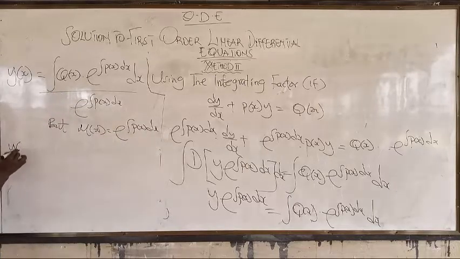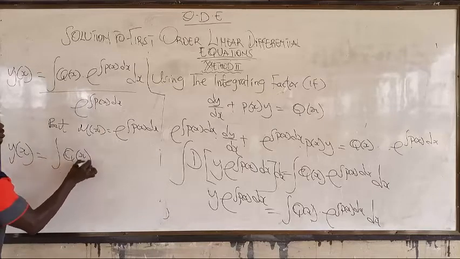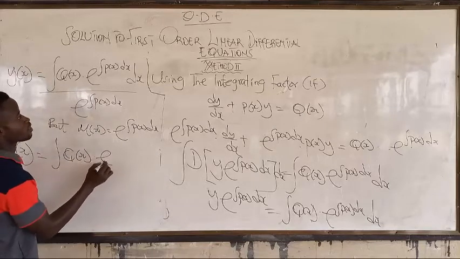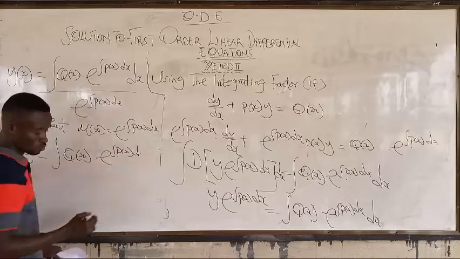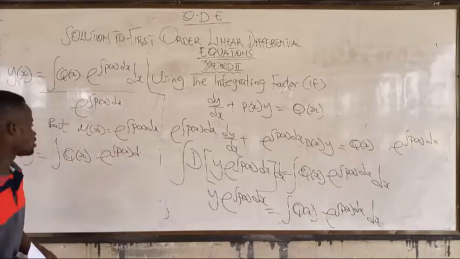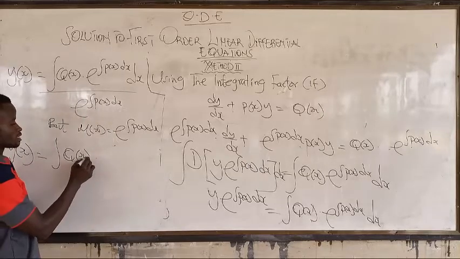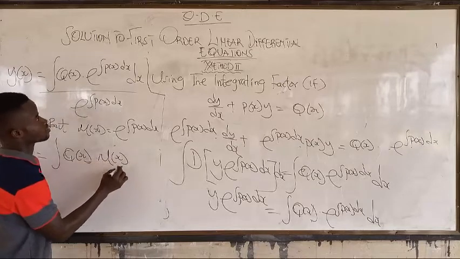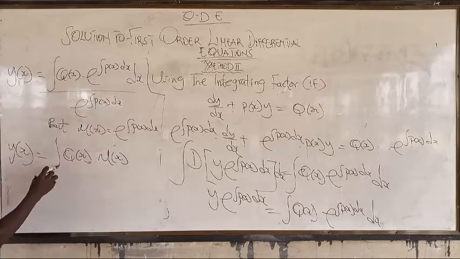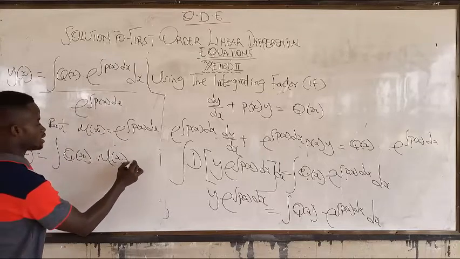So we get P of x e raised to the power integral of P of x. So we know that this gives mu in terms of x. That is the whole of this. Then dx.